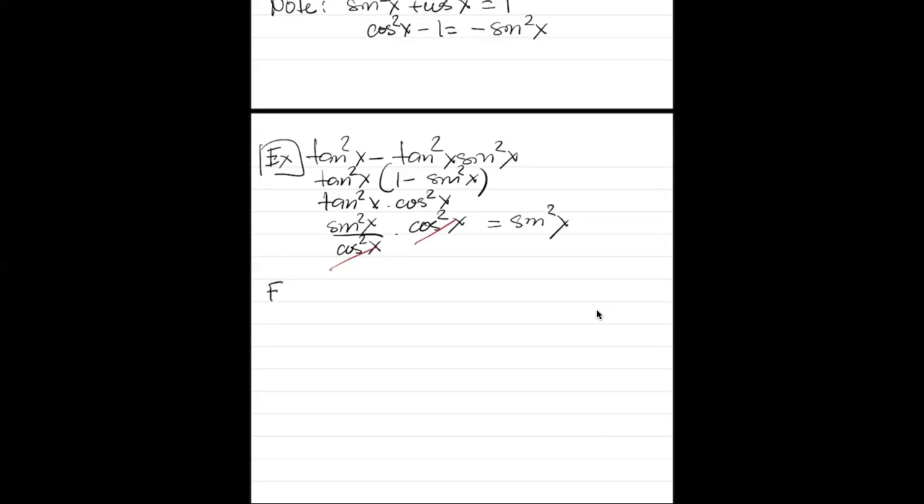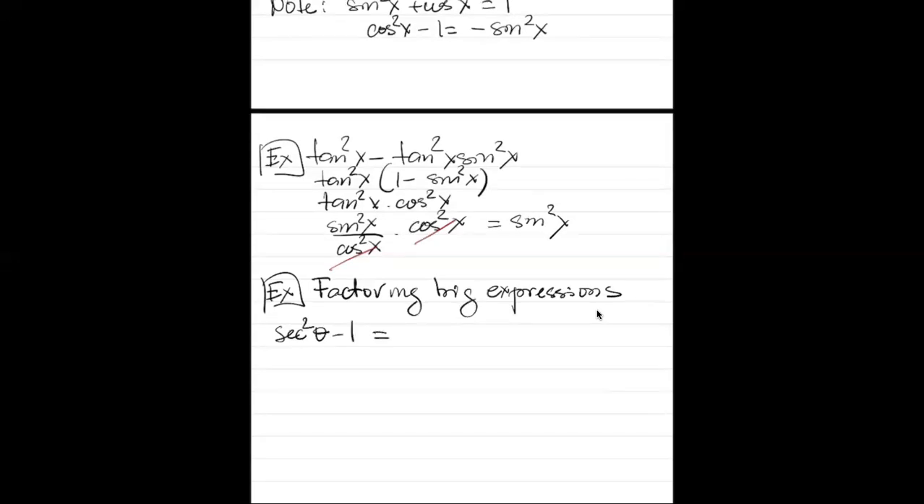Another application of the identity will be factoring trig expressions. So we did a little bit of factoring in the previous example, but now factoring trig expressions. So for example, secant squared of theta minus 1, we're using the formula a squared minus b squared equals a minus b times a plus b. So that becomes secant theta minus 1, secant theta plus 1.